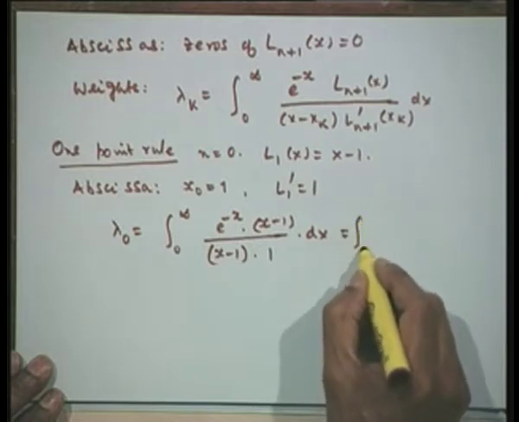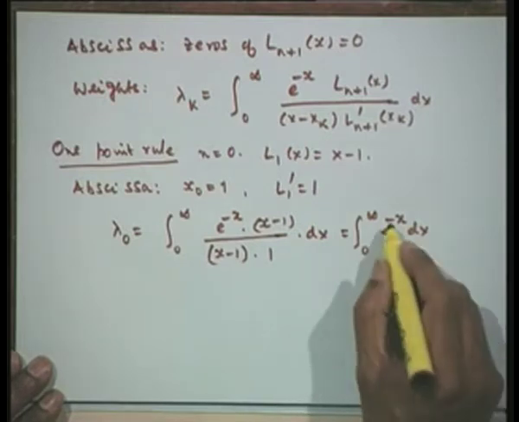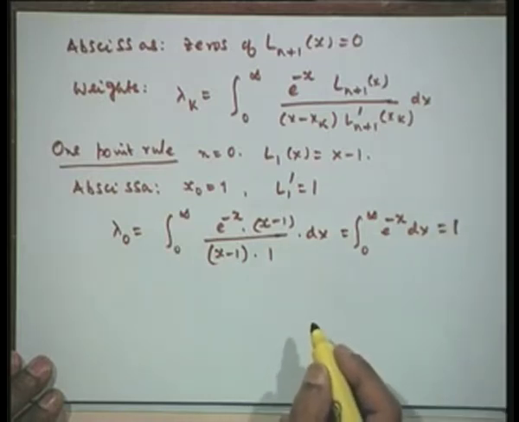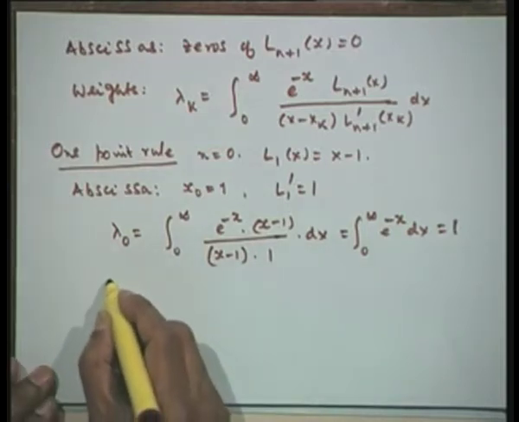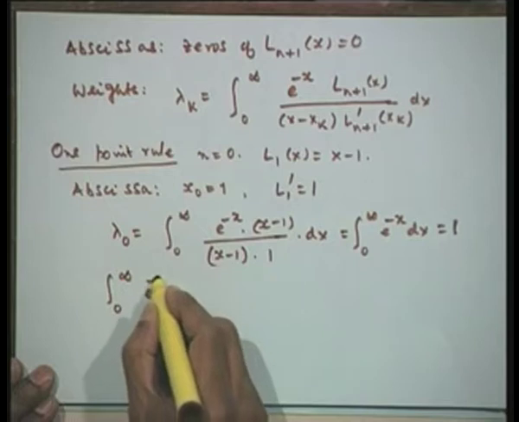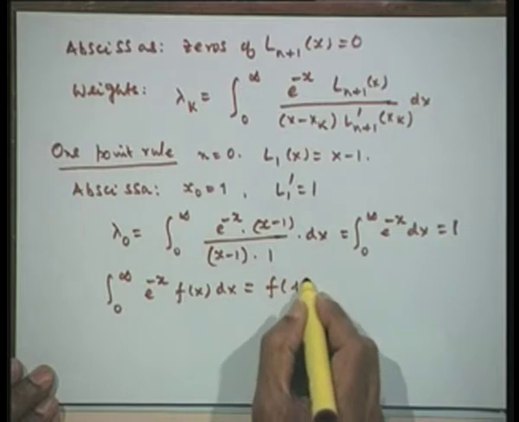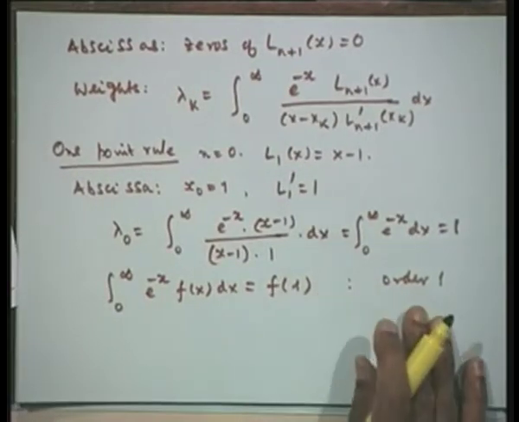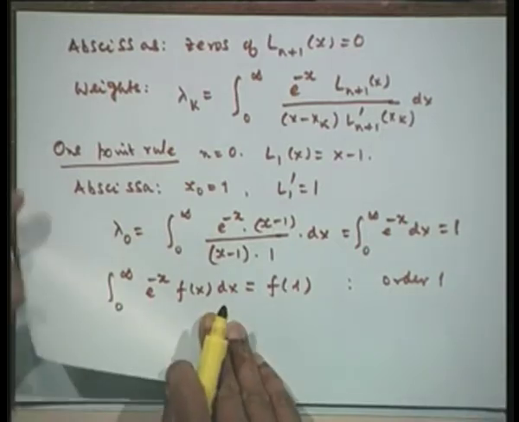So, this is the integral of e to the power of minus x dx, which is minus e to the power of minus x from 0 to infinity. So, it will give you simply 1. So, the value of this is 1. Therefore, our 1 point rule gives us the integral from 0 to infinity of e to the power of minus x f of x dx equal to simply f of 1. This is order of 1. It is simply f evaluated at 1. Now, let us take the 2 point rule.